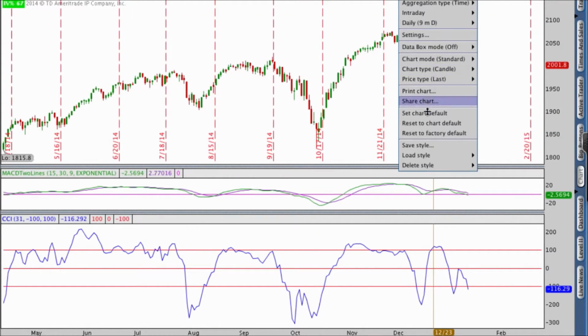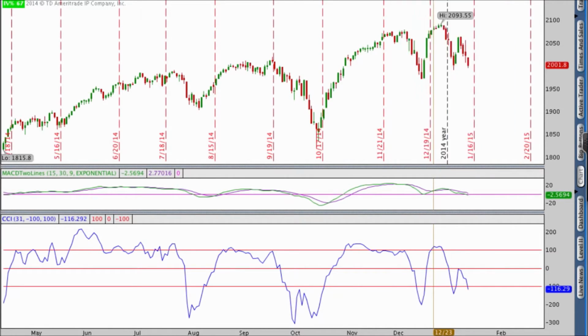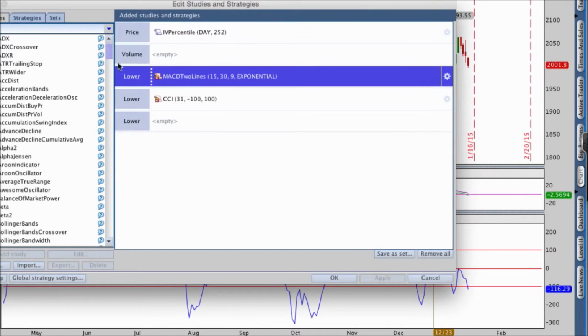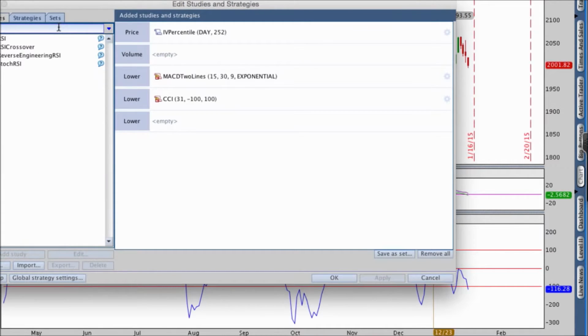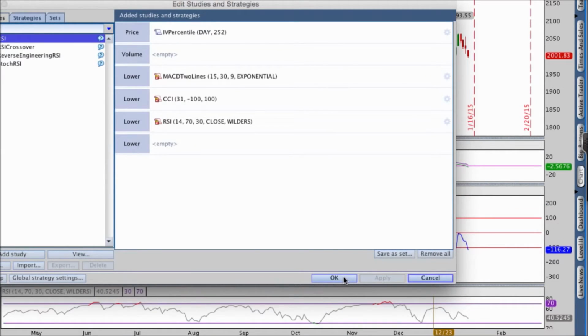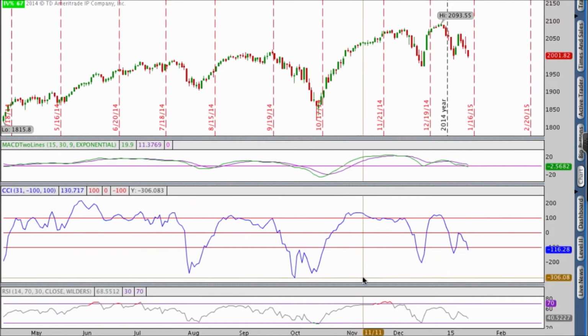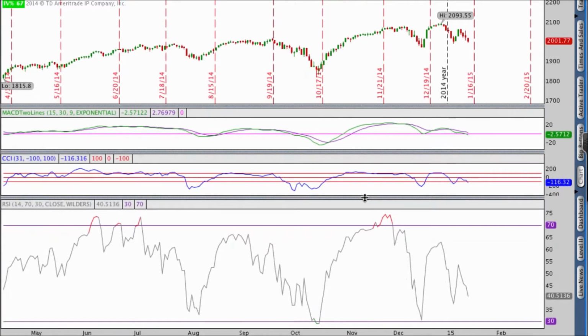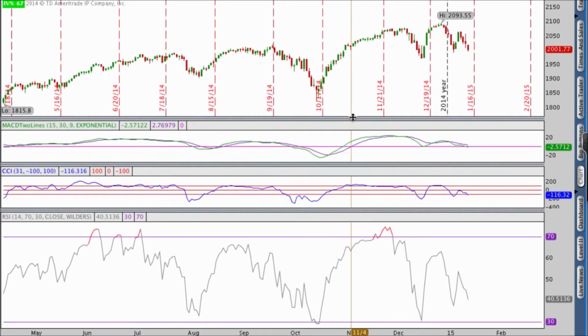All right, let's add one more to the charts here. So let's go to the settings, go to studies, and we're going to go to edit studies, and we're going to add RSI. And we're going to add RSI right to the chart. So we can just leave RSI exactly as it is. And now we have RSI down below. So I'm just going to try to minimize these two here so you can see RSI down below.